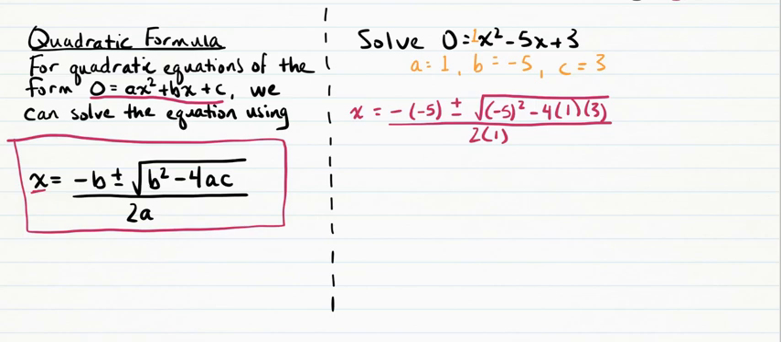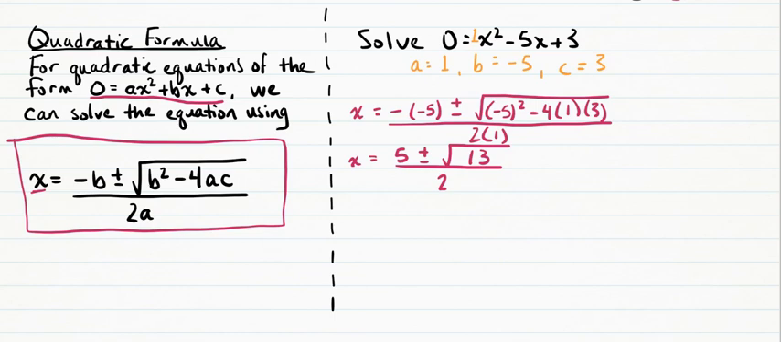Okay, so we simplify this a little bit. Negative 1 times negative 5 is positive 5, so we can simplify that portion. Plus or minus the square root. Negative 5 squared is 25. And over here we have 4 times 1 times 3, which is 12. So under the square root we have 25 minus 12, which works out to 13. And then divided by 2 times 1, which is 2.